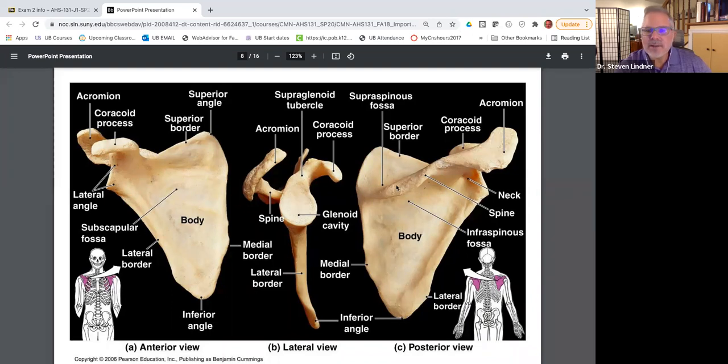Only two fossas on the posterior, but there's four. The third is this on the anterior side. It's called subscapular fossa. Sub because it's underneath it. Subscapular fossa.